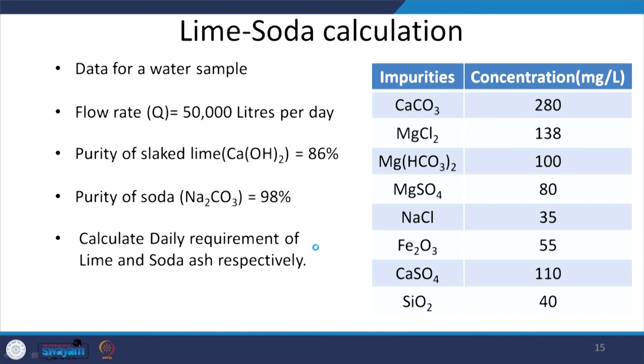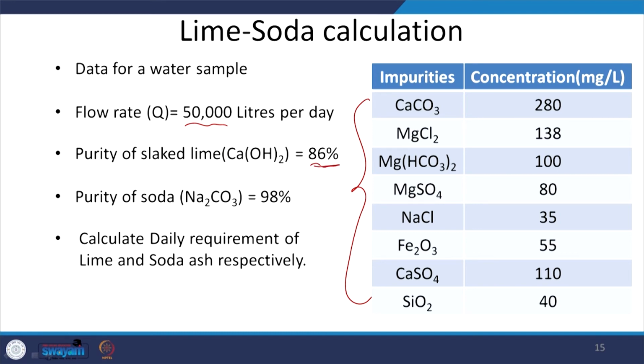We have a simple example here. Let us just look at that and wind up for now, and then we will have one more session where we will wrap up lime soda softening. So, we have it for a water sample. Here we have the data such that it is easy for us to understand whether it is carbonate hardness or non-carbonate hardness. The flow rate is 50,000 liters per day or 50 KLD. The slaked lime purity is 86%. This is something to keep in mind.